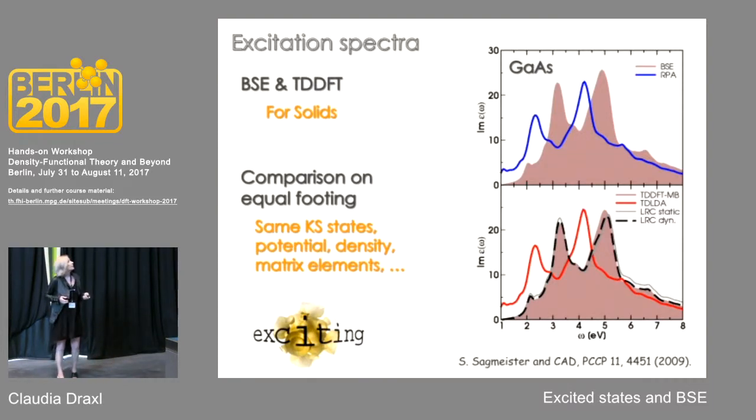So what we see here is a comparison between the solution of the Bethe-Salpeter equation and time-dependent DFT for the case of gallium arsenide. Gallium arsenide is again a case where electron-hole interaction is not very pronounced, so you don't have strong binding effects, but mainly a redistribution of oscillator strengths. This you see already when looking, for instance, at the random phase approximation and comparing it to the Bethe-Salpeter equation. The shape is very similar.